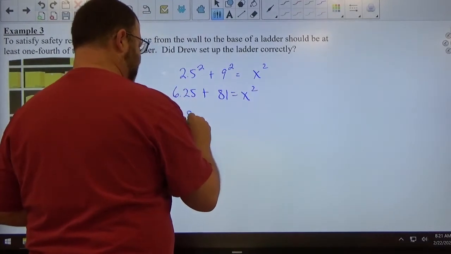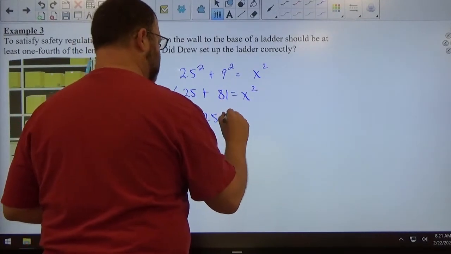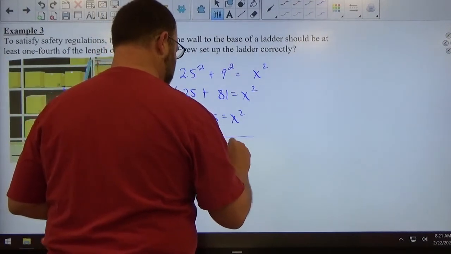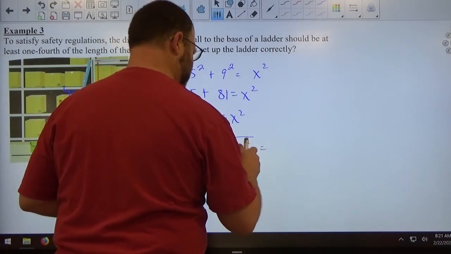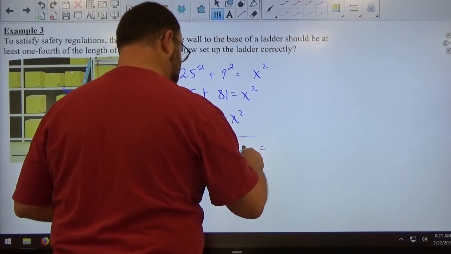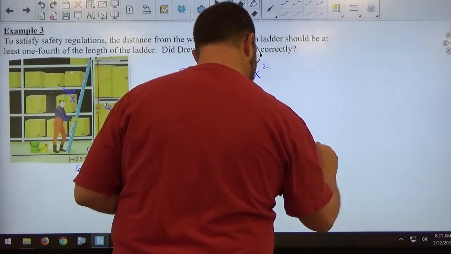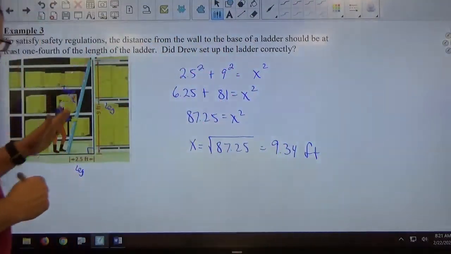You add those up, you get 87.25 is equal to x squared, which means x is going to equal the square root of 87.25. So you already have that? 9.34. 9.34, and that'd be feet, right? So x is representing the length of the ladder.